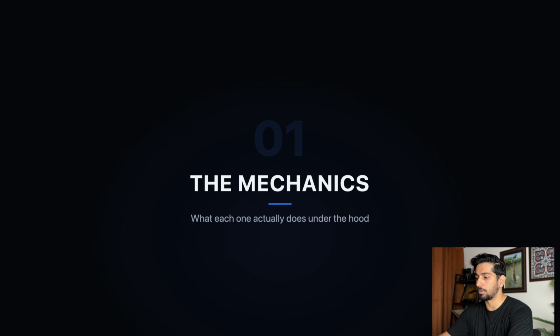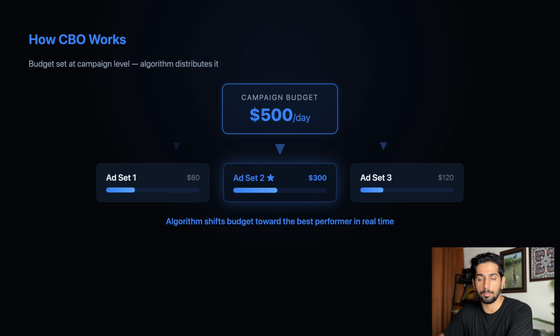First and foremost, let's talk about, well, what does each one do? Because it's very important to understand what each does before you figure out where to use each. So CBO is very simple. It stands for campaign budget optimization. And what this basically means is you set your budget at the campaign level, and however many ad sets you have inside that, Facebook will then figure out which ad set gets what spend based on the performance, right?